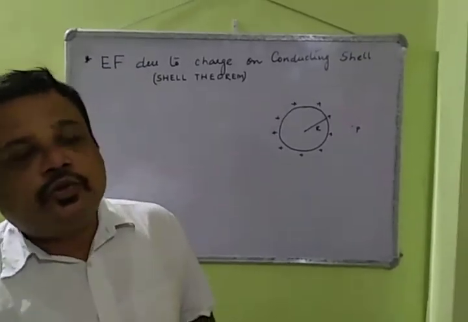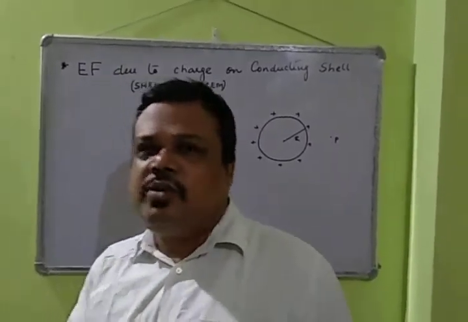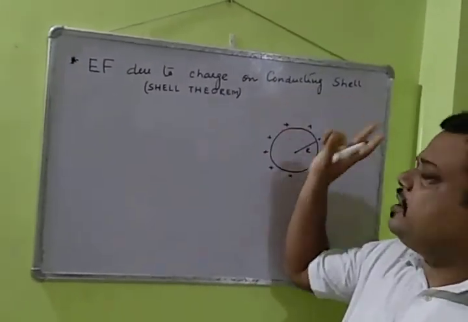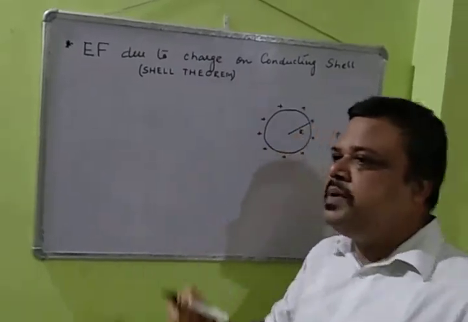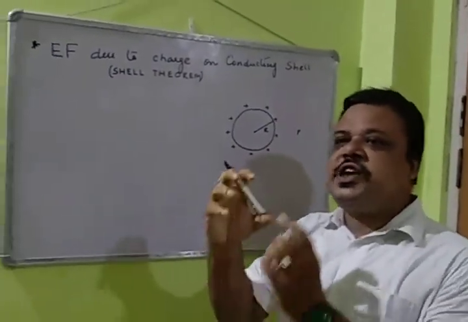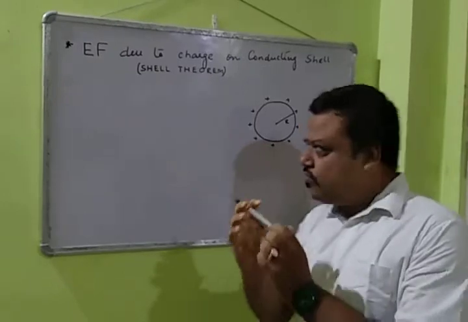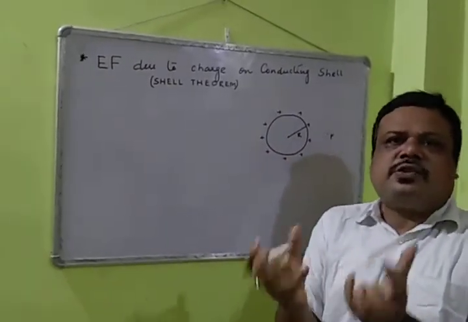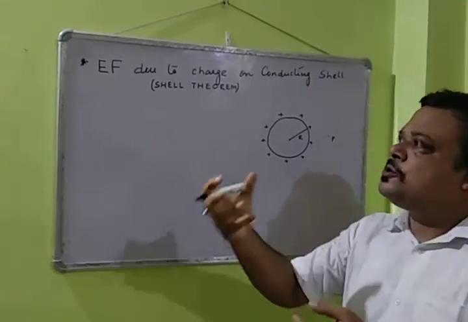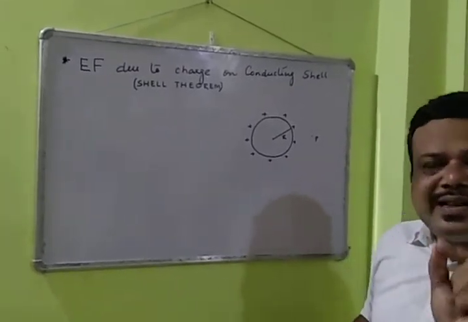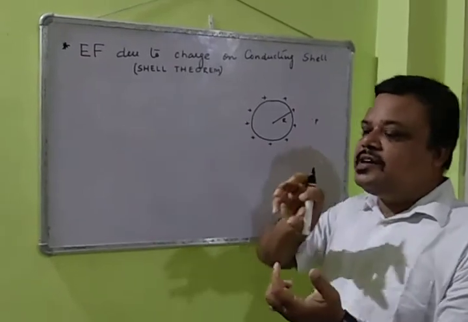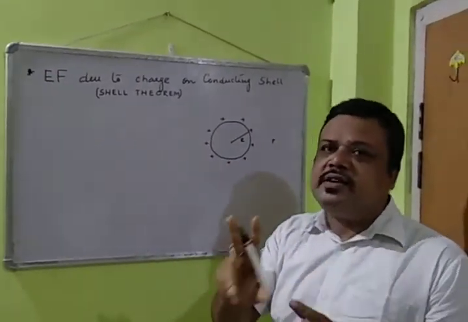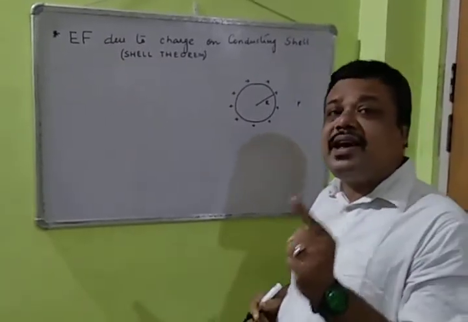Welcome viewers. Today we'll discuss the electric field due to charge on a conducting shell, or spherical shell. That means the shell is the shape of a sphere, but what is a shell? A shell is a sphere, but it's a hollow sphere. Since it's a hollow sphere, charges are not distributed throughout the volume of the sphere. Charges are distributed area wise. It's known as areal distribution.